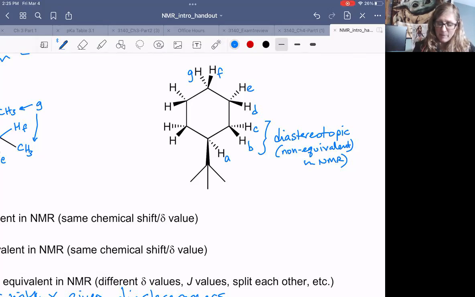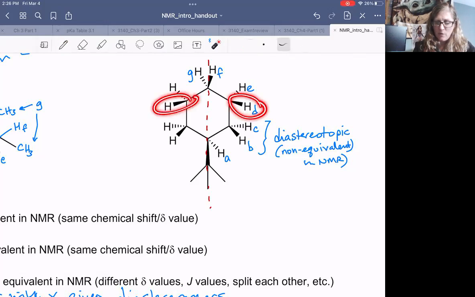Okay, now what happens when we move to the other side of the ring? All of a sudden we do have a symmetry element. And I said, when you have any protons that are related by a plane of symmetry, they're going to be equivalent in the NMR. They're not going to be different in the NMR, which means this wedged proton is D. So over here, this wedged proton is also D, and the dash proton is going to be E.